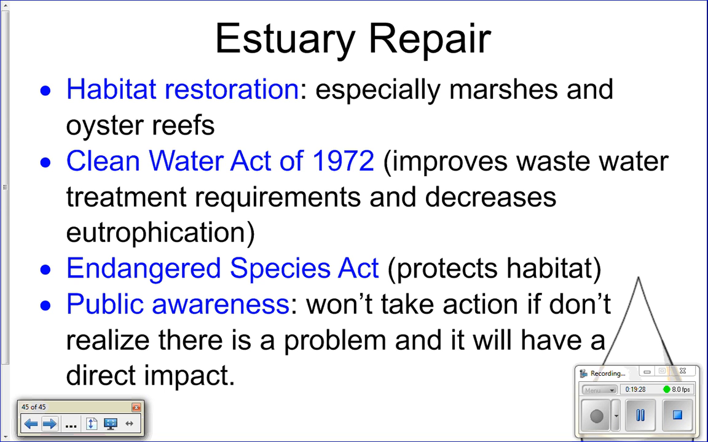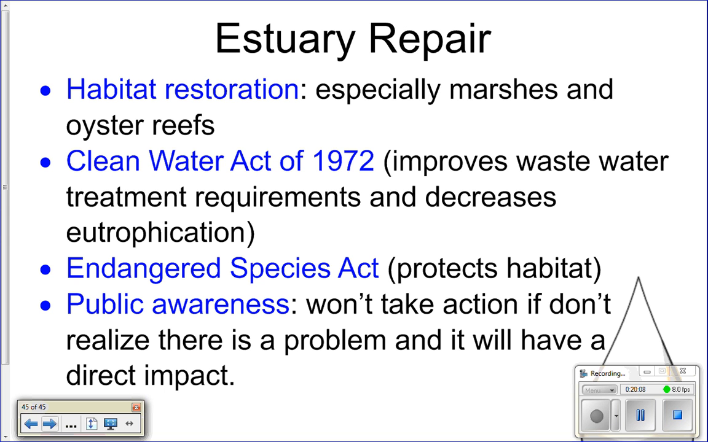Okay, people are working to try and replace and repair our estuaries. So particularly they're focusing on marshes, salt marshes, and also oyster reefs. The Clean Water Act of 1972 is one of the ways that is helping to protect estuaries because it helps to increase the quality of the wastewater that gets dumped into rivers and stuff, and therefore decreases the amount of eutrophication. The Endangered Species Act also helps because it protects the habitat of all the endangered species. And so if the habitat is protected and they live in an estuary, then the estuary is protected.